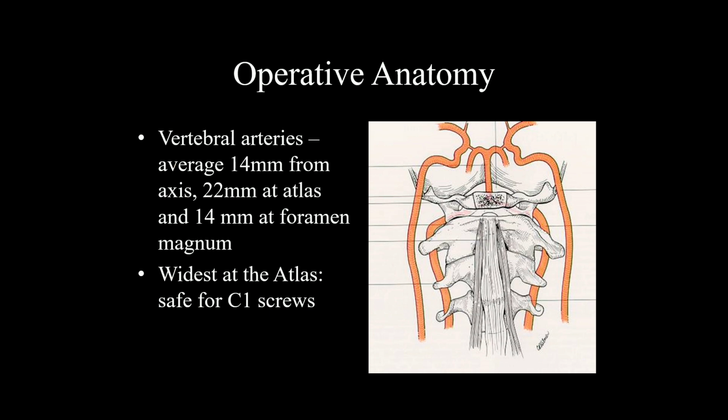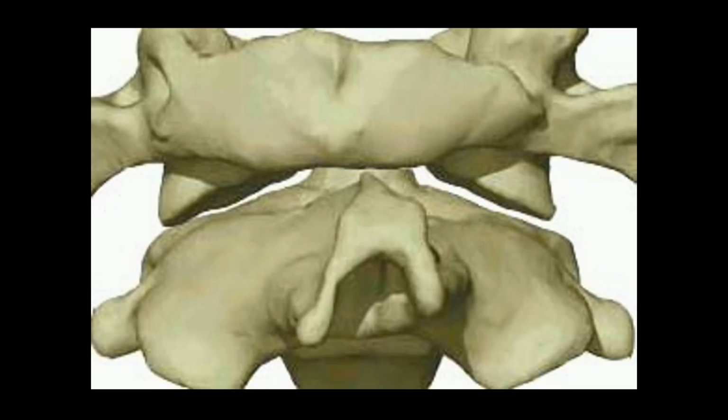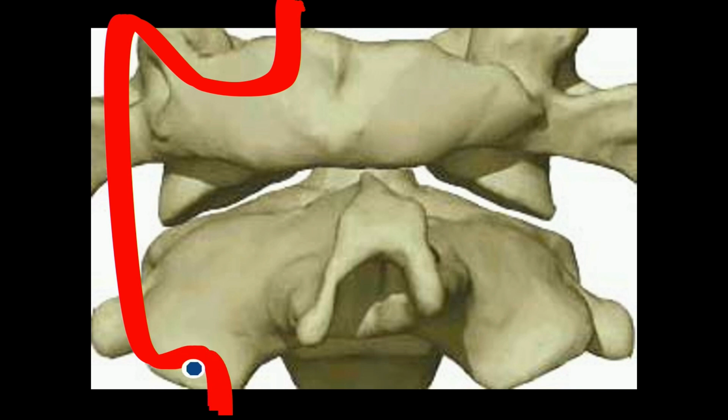So on average, the vertebral arteries are 14 millimeters across at the level of C1 and 22 millimeters across at the level of C2. So they come out laterally, typically in a normal person at C2, and that's why you can do all these screws at C2. So this is the vertebral artery anatomy. This is where you're going to be putting your screws.